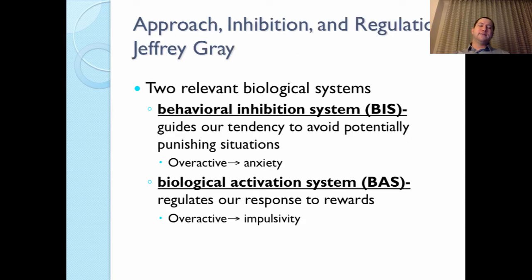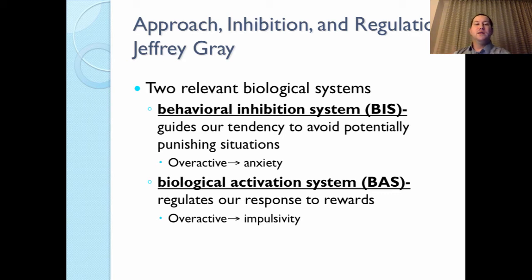All right. The next model which I want to introduce you to is Jeffrey Gray's BIS and BAS. The behavioral inhibition system guides our tendency to avoid punishing situations, and a biological activating system regulates our response to rewards. I'm not sure those of you who remember this, but maybe you learned about Edward Thorndike and Thorndike's law of effect, which suggests that we seek pleasure and avoid pain. This is also referred to as the law of adaptive hedonism. So Jeffrey Gray talks about the BIS and BAS. So let's look at it.